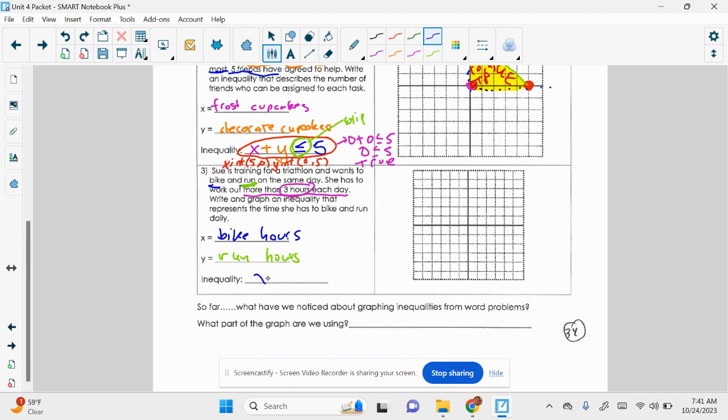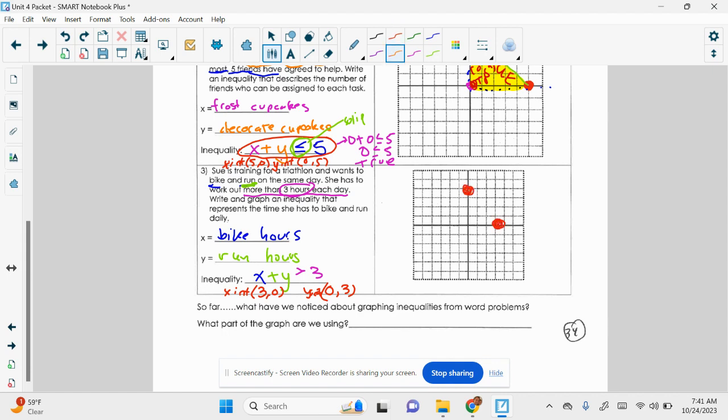So this is what it's going to look like. X plus Y, so bike hours and run hours, has to be greater than 3. Now it's not "or equal to." It says more than 3 hours each day, so we have to do just greater than. Notice, this is still written X plus Y with no numbers out in front. So our x-intercept is whatever this number is. So it's (3, 0). And our y-intercept is (0, 3). So (3, 0) and (0, 3).